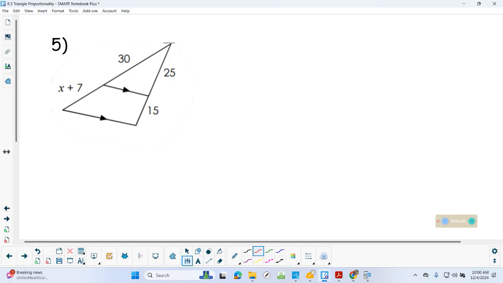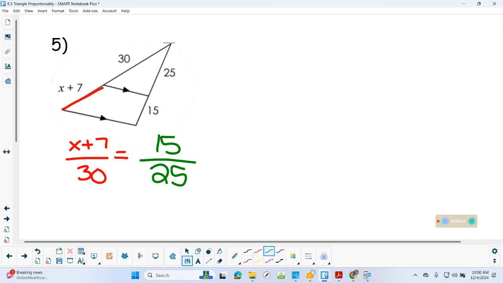I just like to start with the variable, so that's how I'm going to roll. I'm going to start with X plus 7, of course, over side 30. So since I set it up that way, what has to be the second fraction? So is it 25 over 15 or 15 over 25? 15, we got to start with the same corresponding piece.